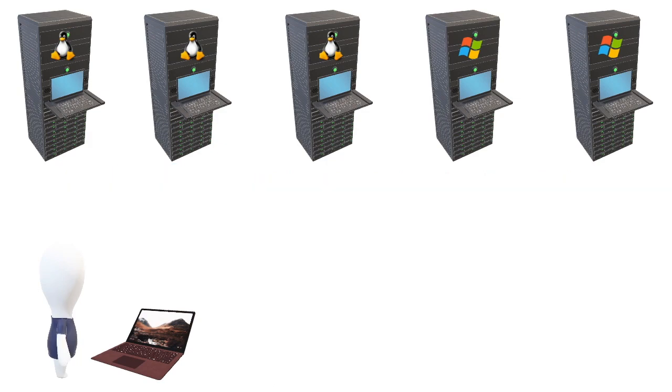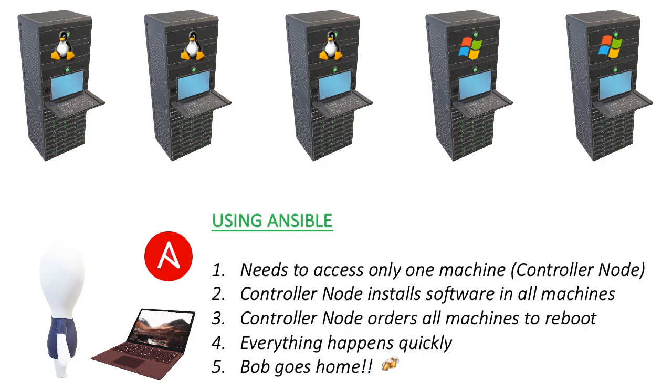No. So here comes Ansible to save Bob. Bob just needs to install Ansible on one of his management machines, which is also known as the controller node. Now, it's the controller node which will automatically install software in all the machines and reboot them. All of this happens very quickly, and Bob gets to go home and enjoy his Friday evening.